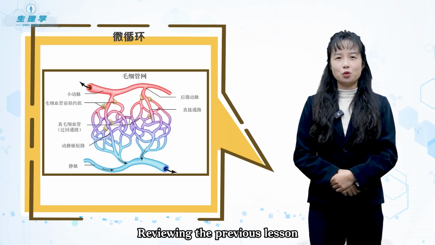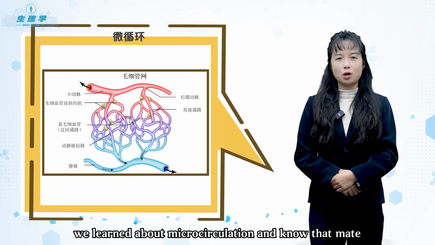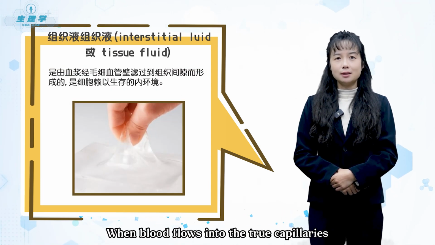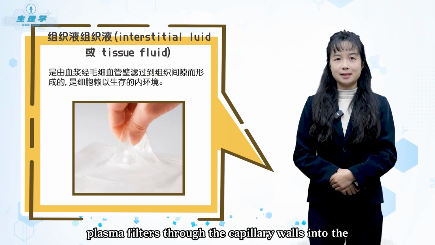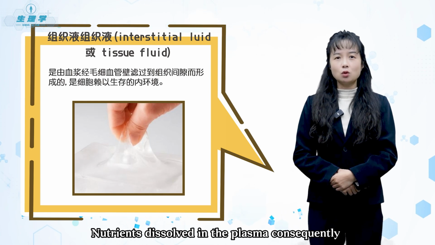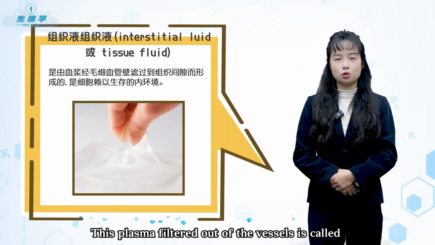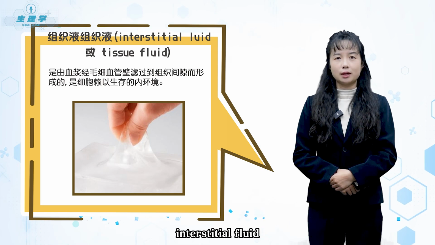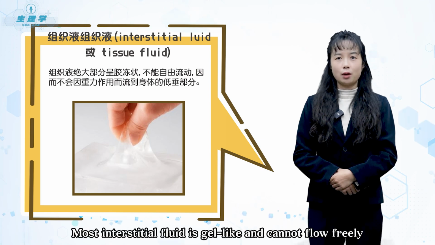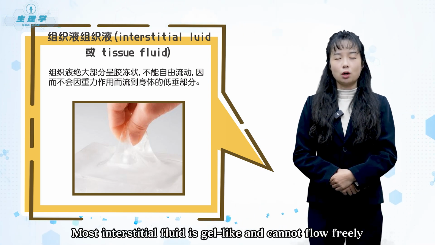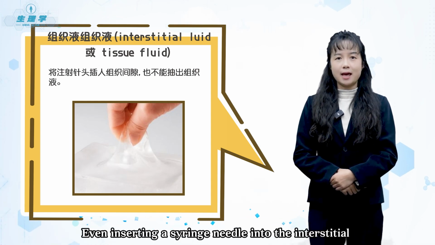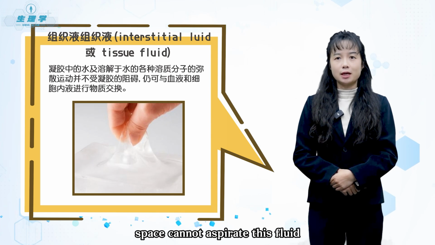Reviewing the previous lesson, we learned about microcirculation, and know that material exchange in tissues primarily relies on the circuitous channel. When blood flows into the true capillaries, plasma filters through the capillary walls into the interstitial space. Nutrients dissolved in the plasma consequently enter the interstitial space. This plasma filtered out of the vessels is called interstitial fluid, which is the internal environment upon which cells depend for survival. Most interstitial fluid is gel-like and cannot flow freely, thus it does not drain to dependent parts of the body under gravity. Even inserting a syringe needle into the interstitial space cannot aspirate this fluid.